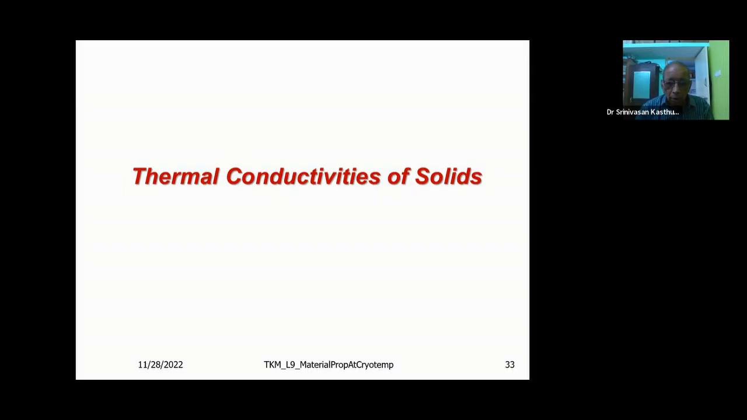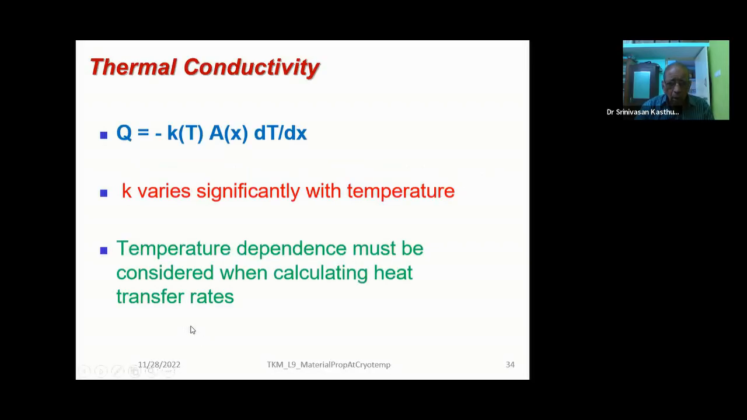Now we will discuss the thermal conductivities of solids. Now, how do you define thermal conductivity? Thermal conductivity is defined by a factor K, which is dependent on temperature. So we know the heat transfer is directly proportional to the surface area and directly proportional to the temperature gradient. Therefore, we can write Q is equal to minus K A dT by dx, where K is the thermal conductivity and A is the area of cross section.